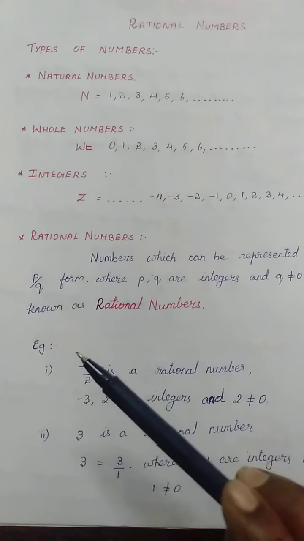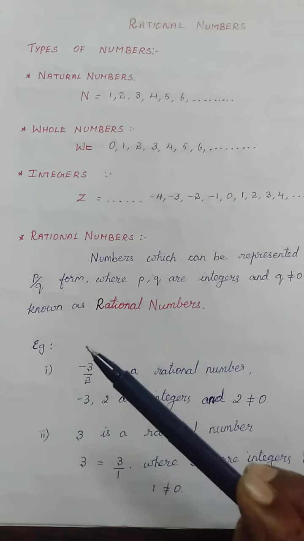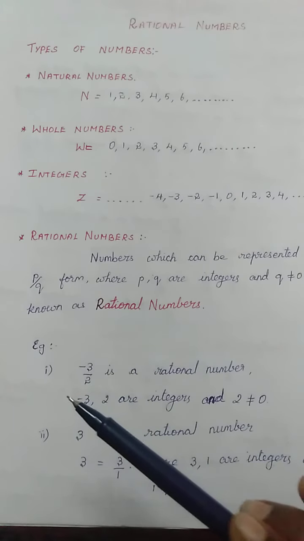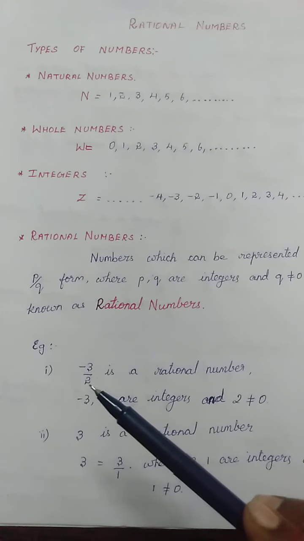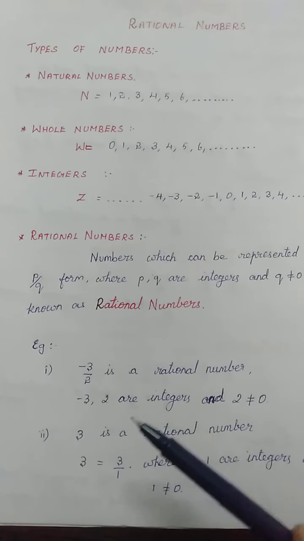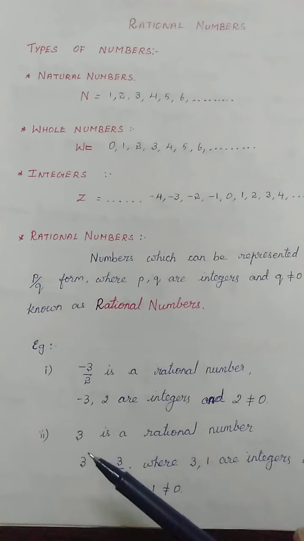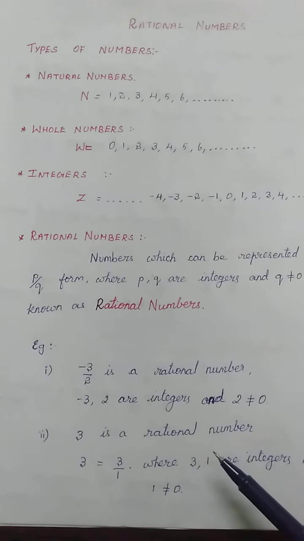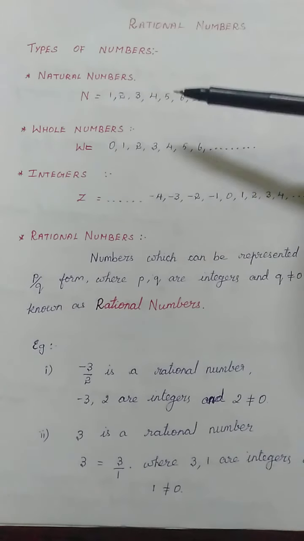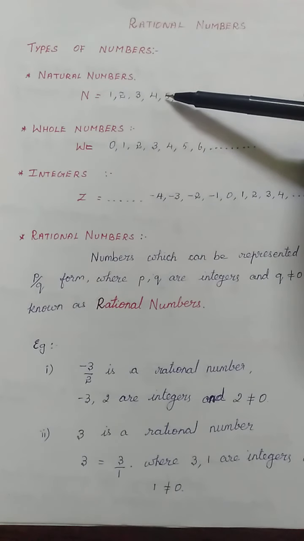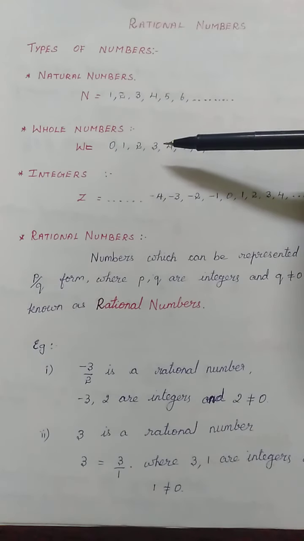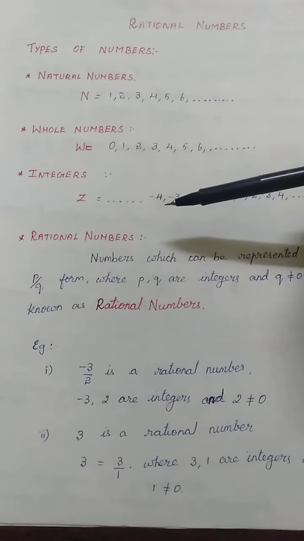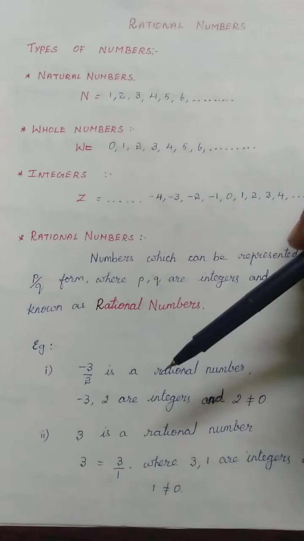Will a rational number always be in the form of P by Q? Yes, obviously, but a few numbers will not appear in that form. For example, let us take 3. 3 is also a rational number. How can you say that, sir? Because 3 is a natural number, 3 is a whole number and 3 is an integer. How can you say that 3 is a rational number?